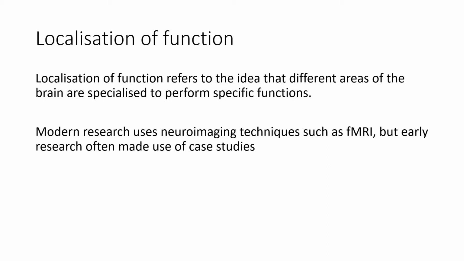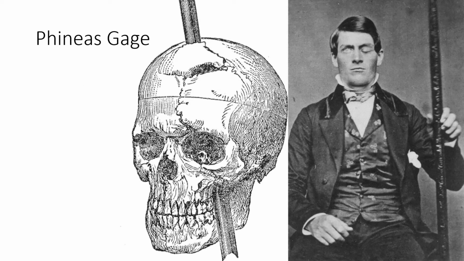You've looked at this a little bit in terms of the lobes of the brain, but today we're going to go a little bit deeper into more specific areas. So while modern research uses neuroimaging, so techniques like fMRI or PET scans, which you don't learn about on this course, early research often made more use of case studies. So the case study that we're going to look at today is the case of Phineas Gage.